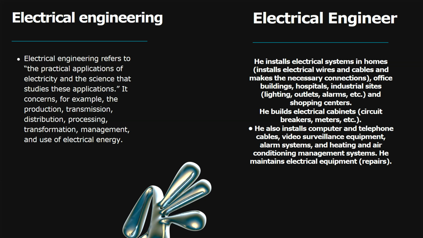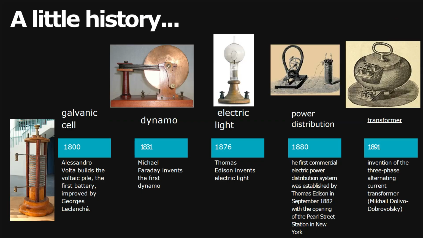So, for the electrical engineer, what does an electrical engineer actually do? They install, maintain, and design electrical systems in all types of buildings: houses, hospitals, factories, and offices. They work on lighting, alarm systems, surveillance, HVAC control, and energy management. In industry, they also design electrical cabinets, protection systems, and power converters. Basically, electrical engineers are essential for keeping our world powered and connected.